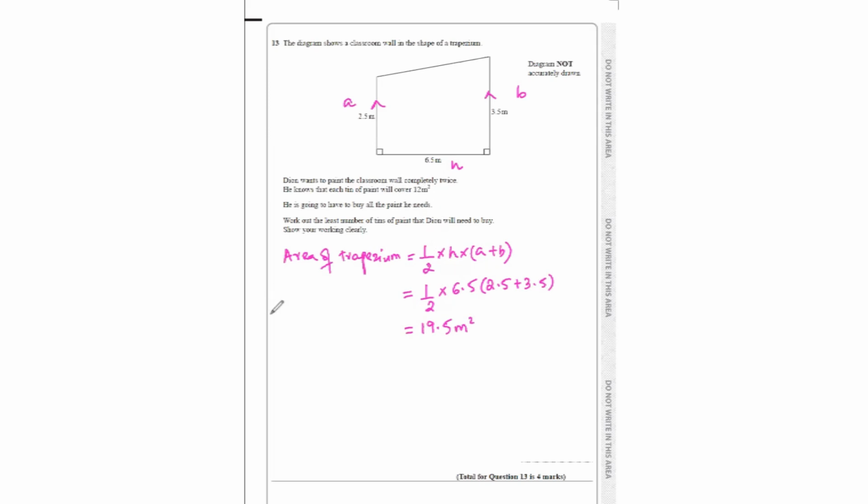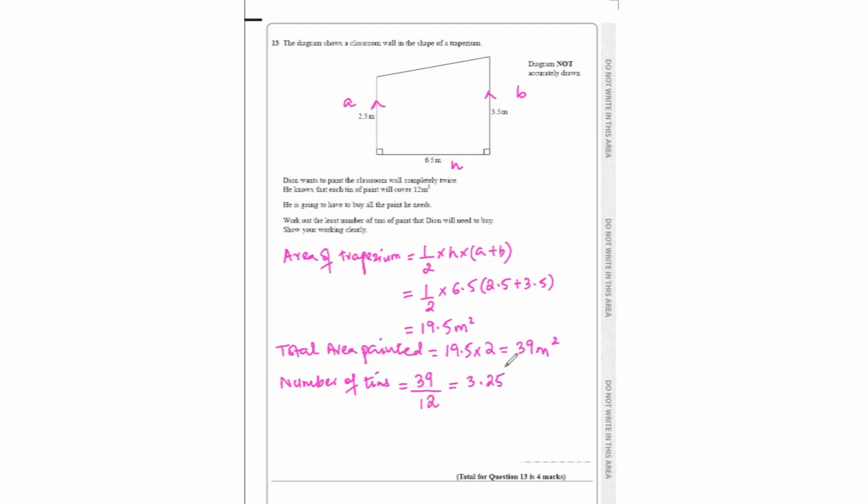Now, if you go back to the question, it says that he will paint the classroom wall completely twice. So the total area painted will be 19.5 times 2, which is 39 meters squared. Now, each tin of paint will cover 12 meters squared. So to figure out how many tins we need, we divide the area of the wall by the area that each tin of paint covers. So 39 divided by 12 is equal to 3.25.